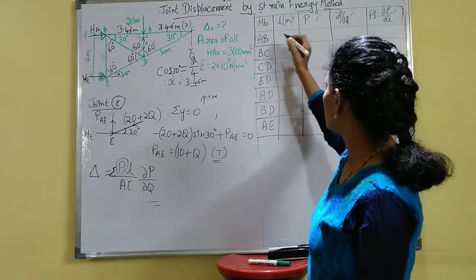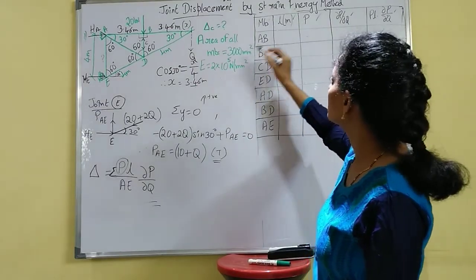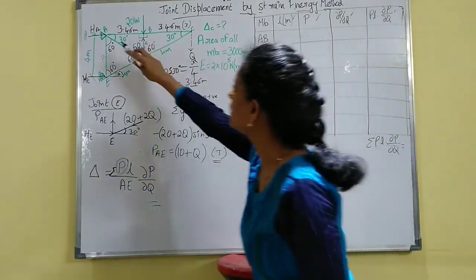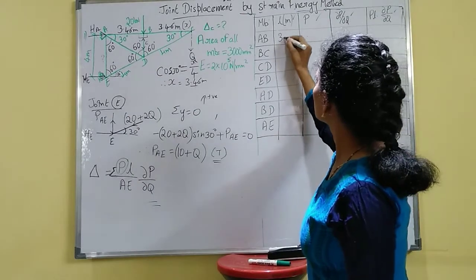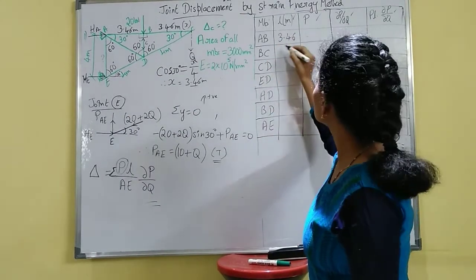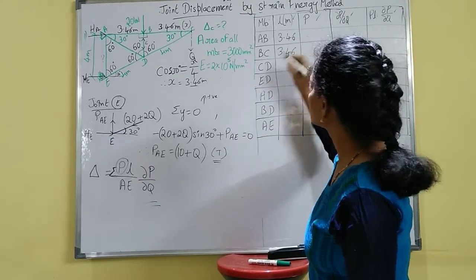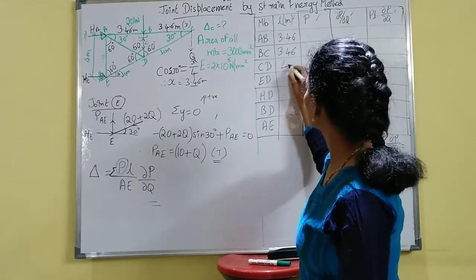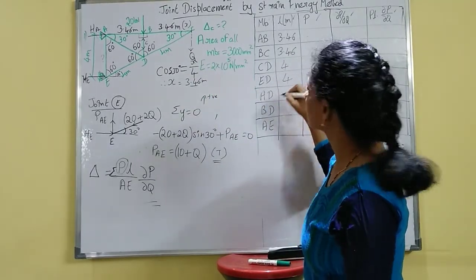Let's write the distance. L is the length of the member. So member AB length is 3.46. Member BC is 3.46. CD 4 meter. ED 4 meter. AD.